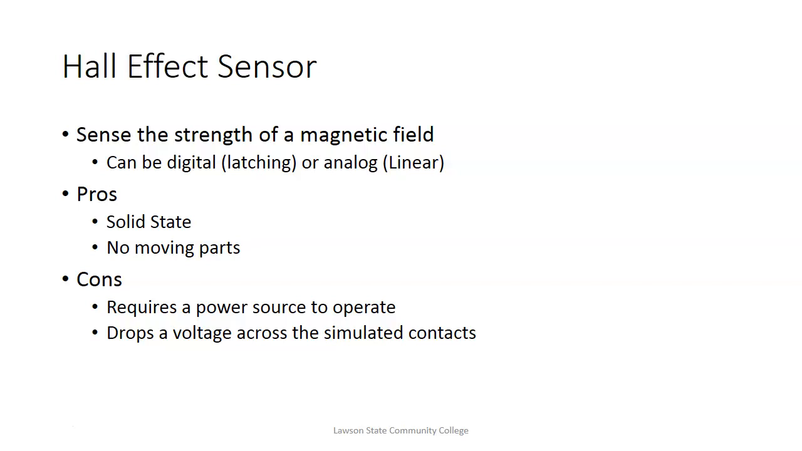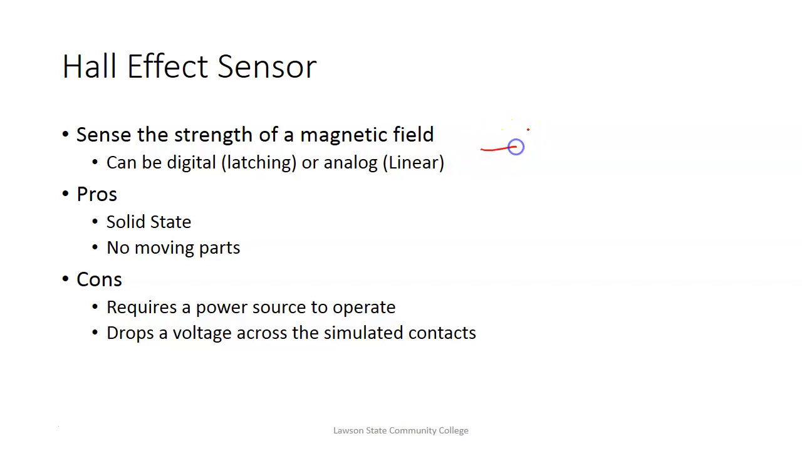But since they're solid state, they're going to have to be powered. So they require a power source to operate, and they will drop a voltage across their simulated contacts. The contacts in these sensors are not true mechanical contacts. They're done by solid state devices like bipolar junction transistors or some other method. Solid state devices will never drop 0 volts when they're closed, which is what a mechanical switch will do. And we do that all the time.